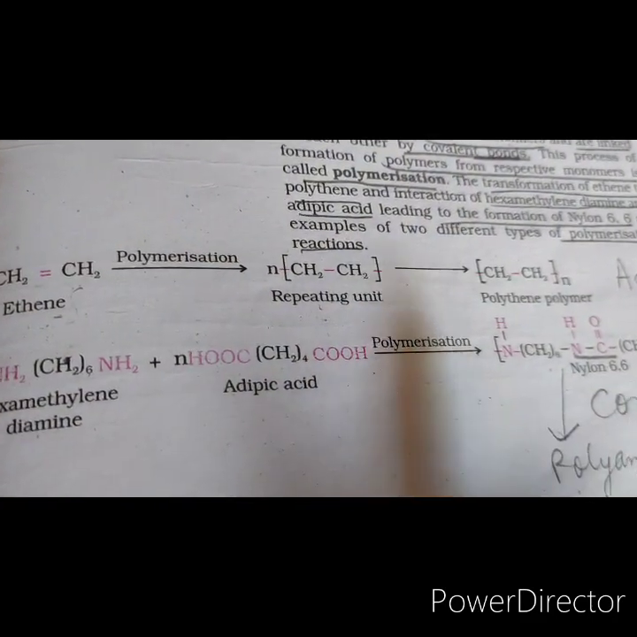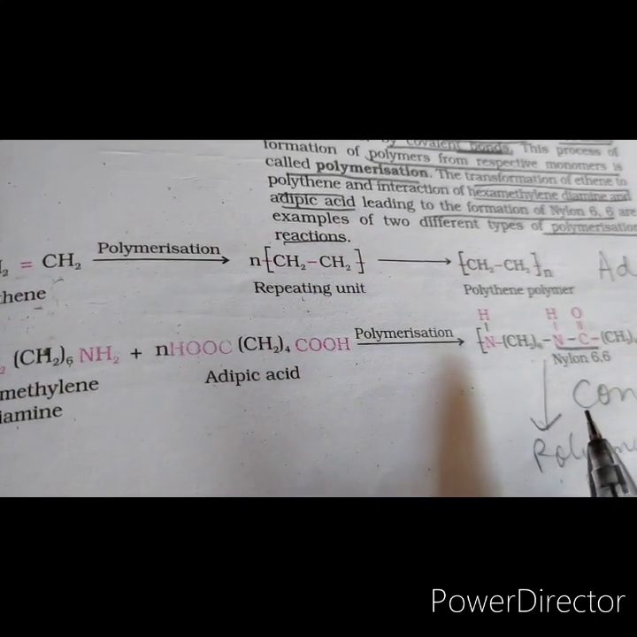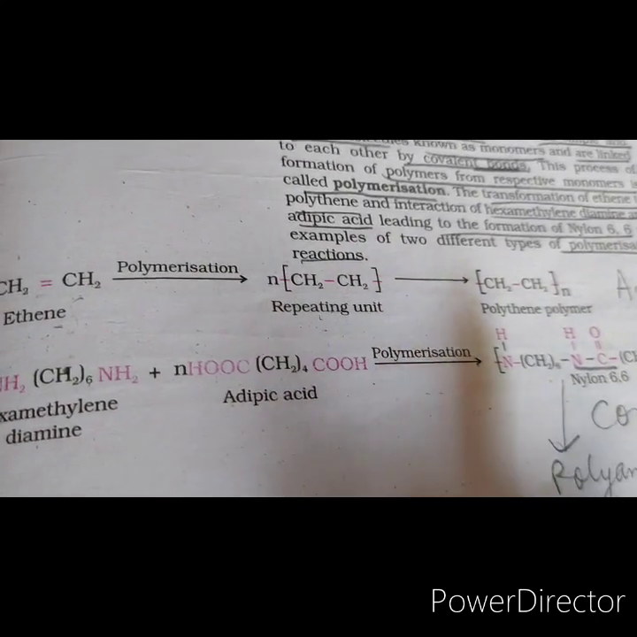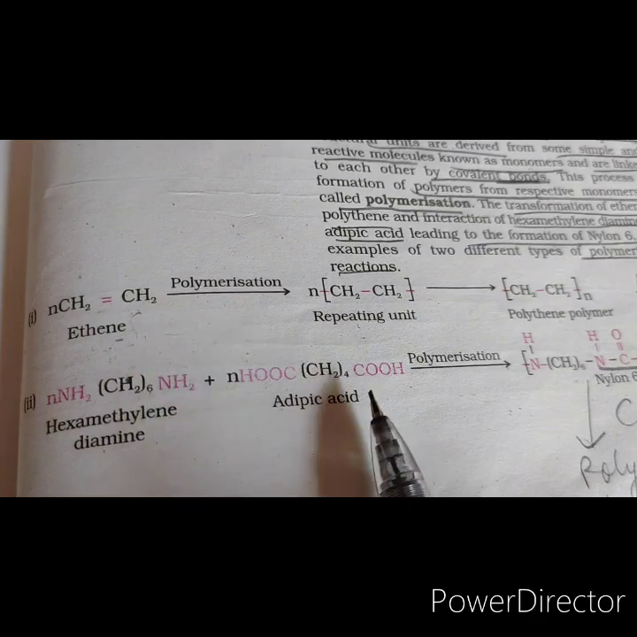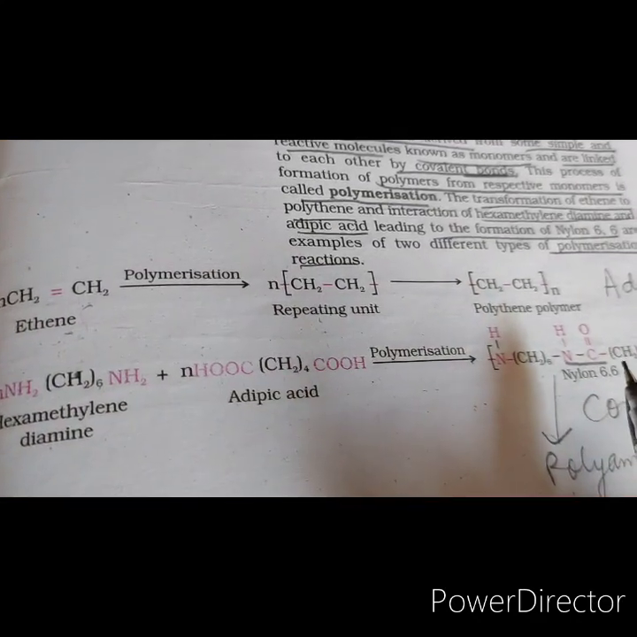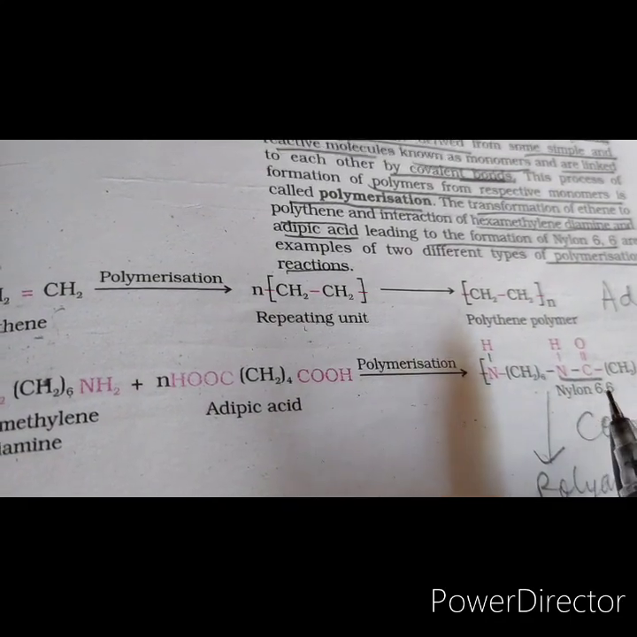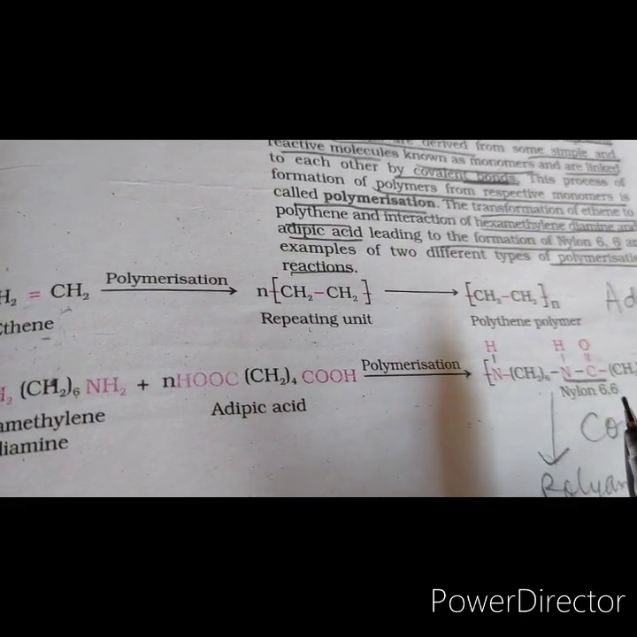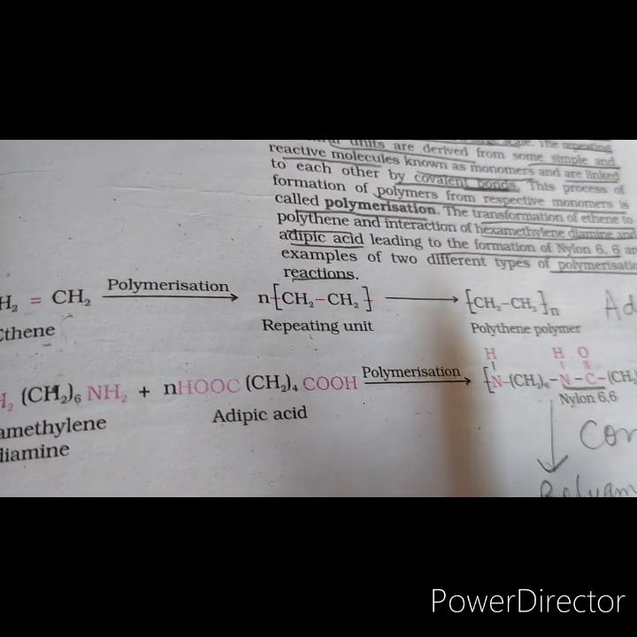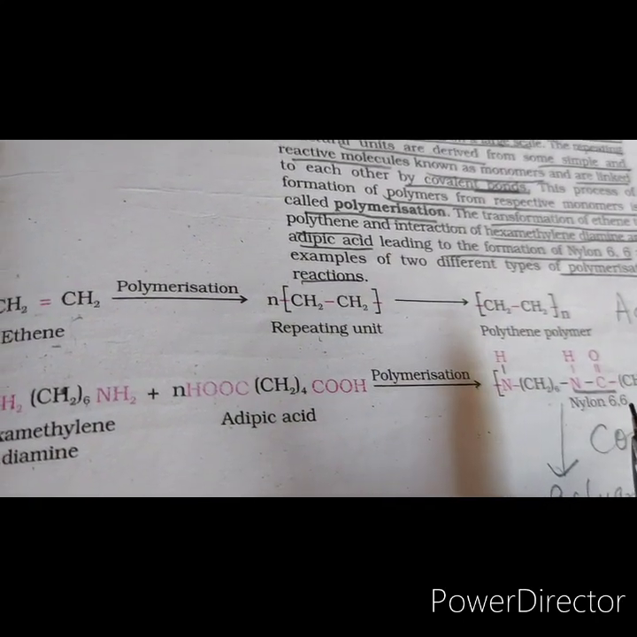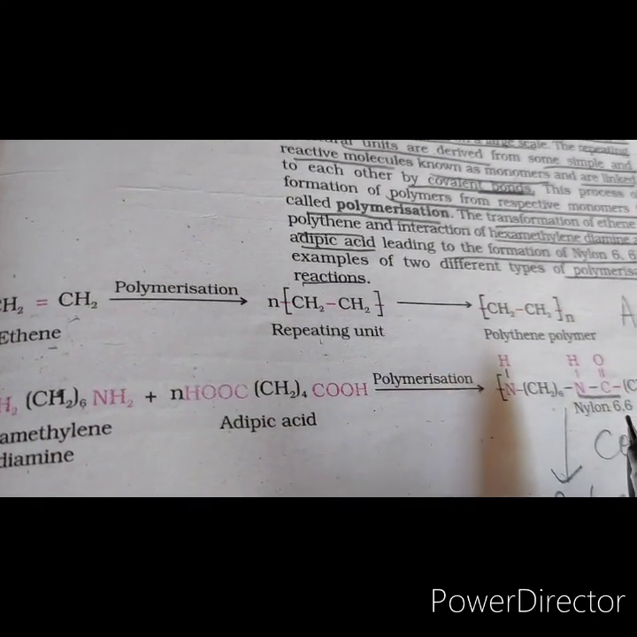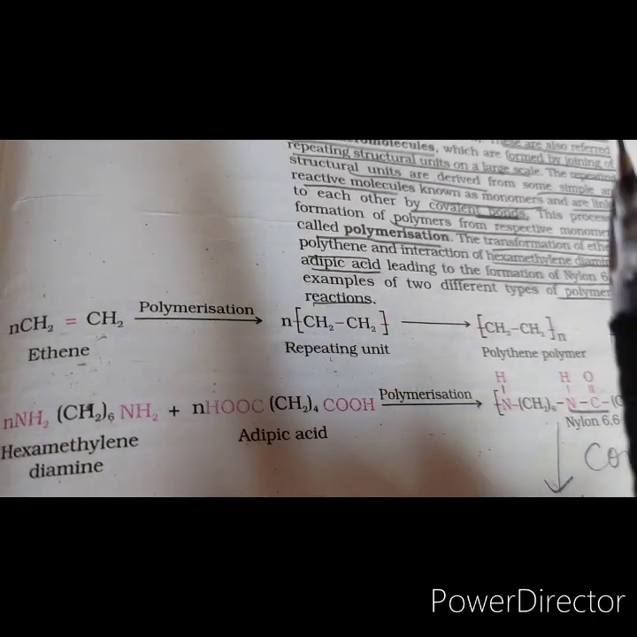Third thing you should know about this polymer is that it is an example of condensation polymerization. When these molecules join, small molecules are eliminated like water. So that is why we say that such polymers where there is elimination of small molecules are known as condensation polymers. We will study in detail about this.